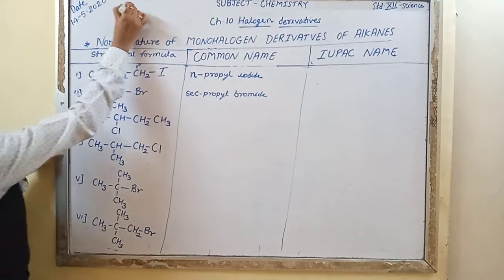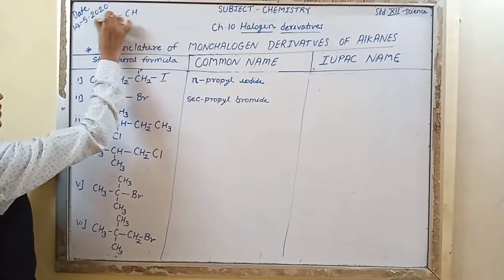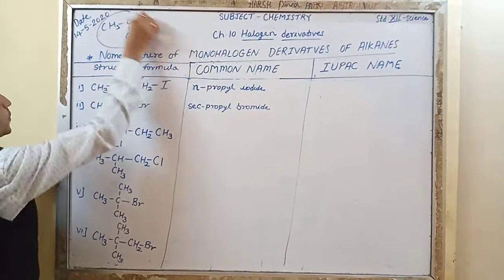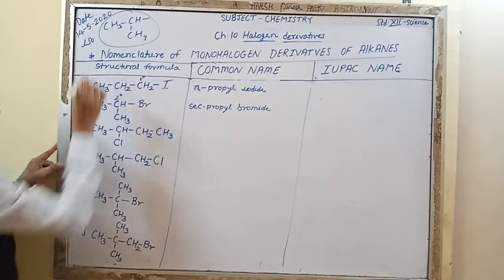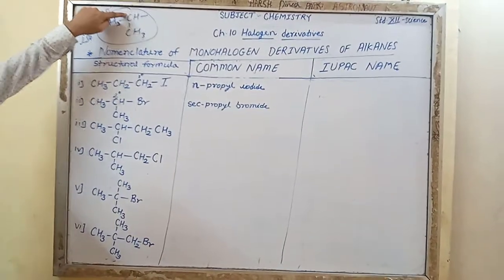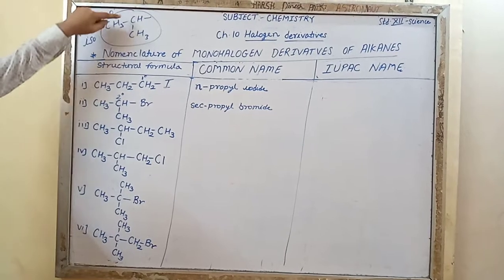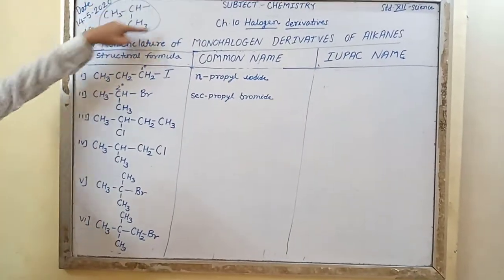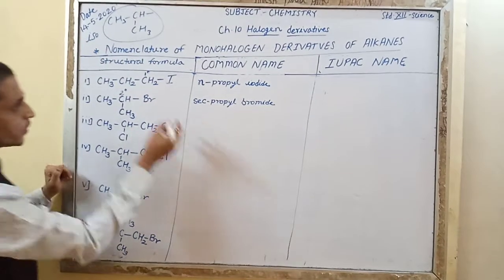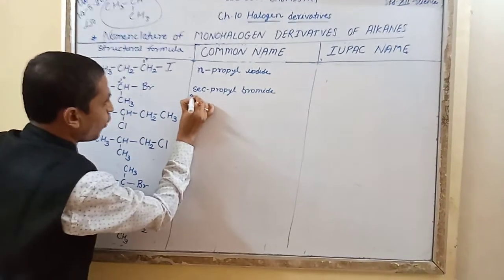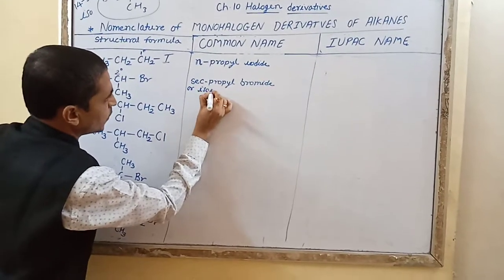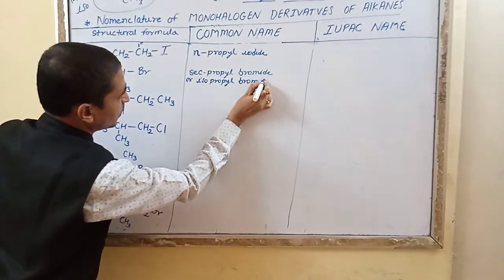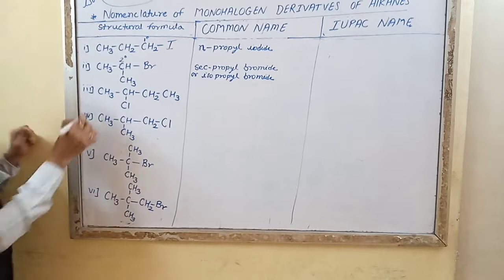Now similarly, this can also be written differently. See this position first. If you get this position, it is called iso. See here, CH3 to the second carbon atom, methyl group is attached, means to the same carbon atom two methyl groups are attached, and you got this position, this is called iso. So secondary propyl bromide can also be written as isopropyl bromide. Now come to third structure.